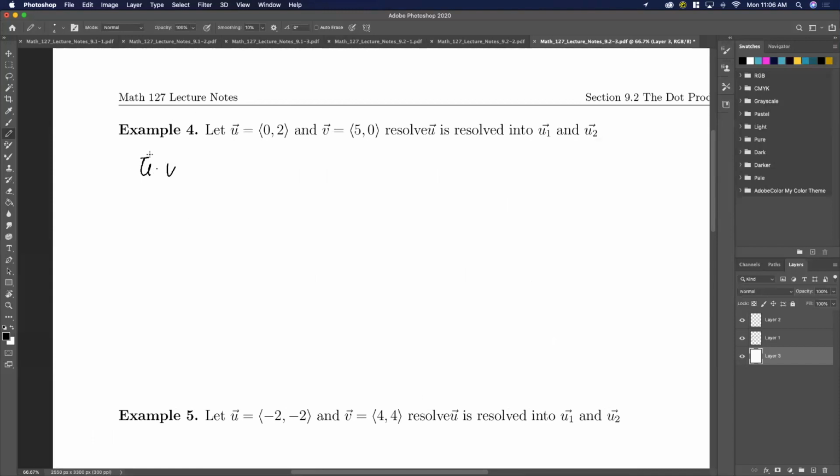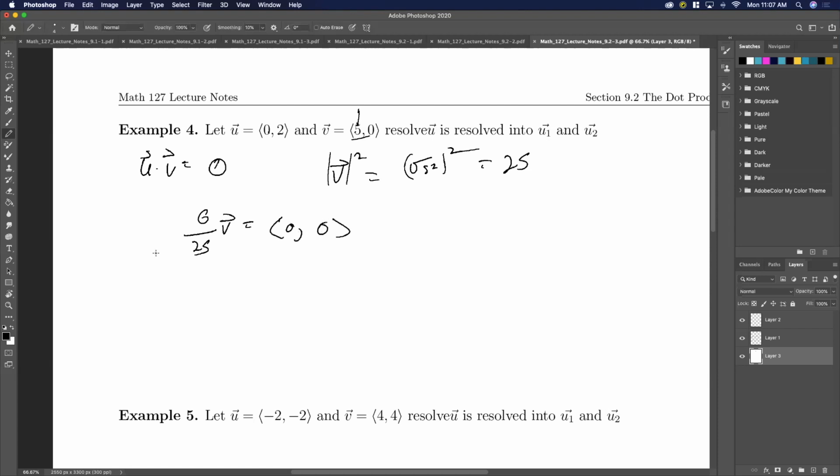So u dot b, we need to know what that is, and we need to know what the magnitude of v squared is. Well, the magnitude of v squared here is the square root of 5 squared, squared. So it's just 5 squared, which is 25, right? The magnitude here is 5. The other component 0 is just, that's the length, 5. Here, 0 times 5 is 0. 0 plus 2 times 0 is 0, so we have 0. So I have 0 over 25 times v, which is of course going to be 0, 0.